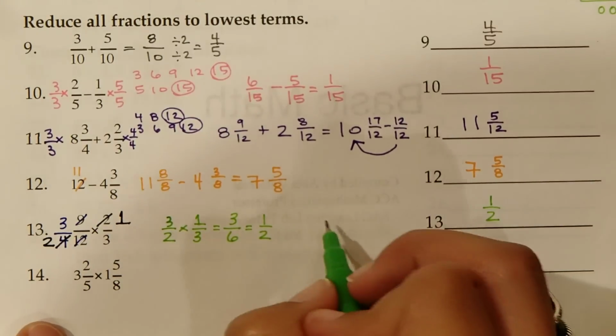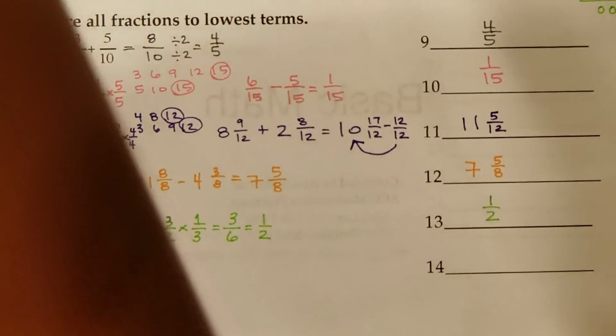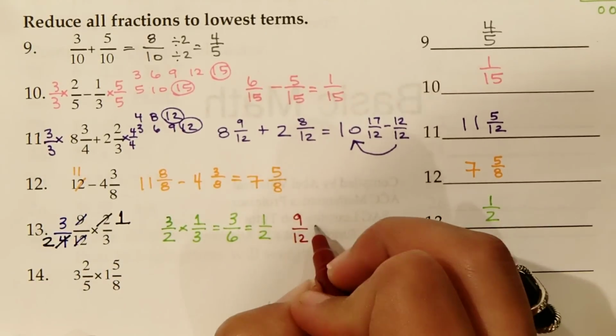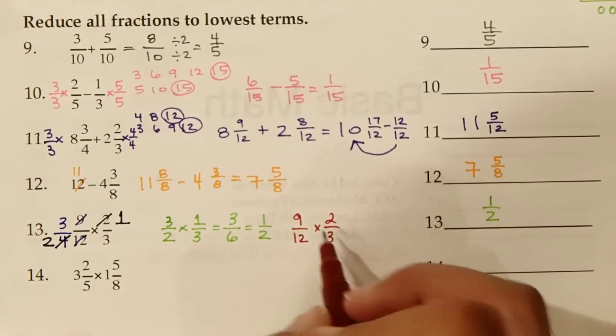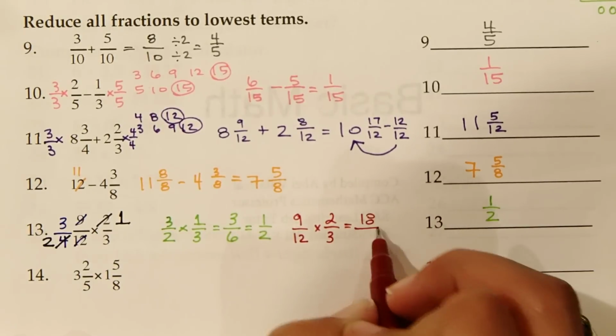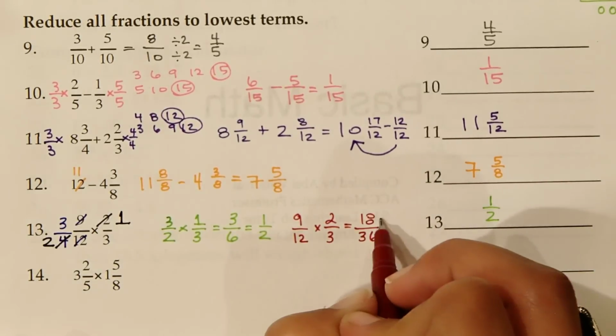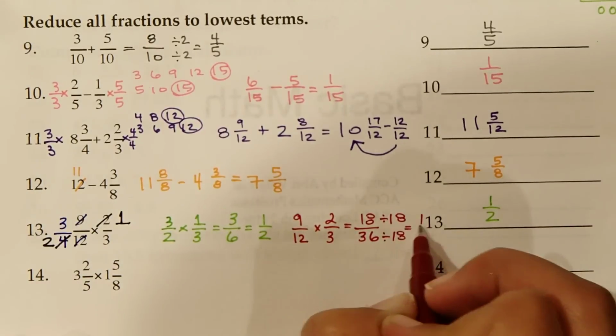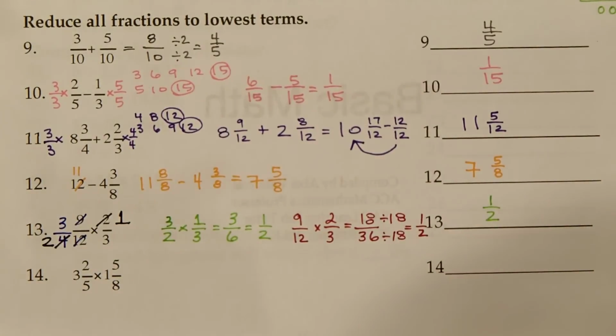But just to clarify, if we were to go ahead and solve it the other way, just so you can see that it's the same, 9 over 12 times 2 over 3, that's going to be 18 over 36. Then these can both be divided by 18, and that would equal 1/2. So either way you go, you'll get the same answer. Sometimes it helps to cross reduce, and it just makes your life a little easier. The numbers become a little smaller to deal with.